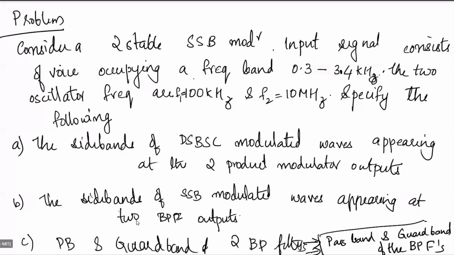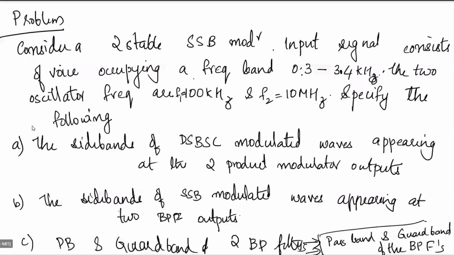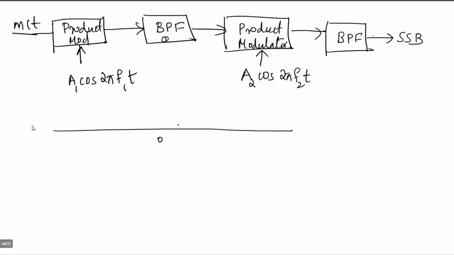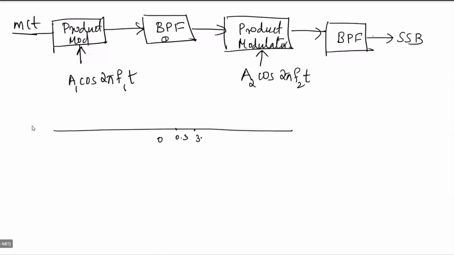Yes, ma'am. If you remember, this is a block diagram for an SSB generator, a product modulator. Here the thing is simple. After the product modulator, this is your message spectrum. The message signals range from 0.3 to 3.4 kilohertz. Here is 0, so this is 0.3 to 3.4 kilohertz. This is the message spectrum.